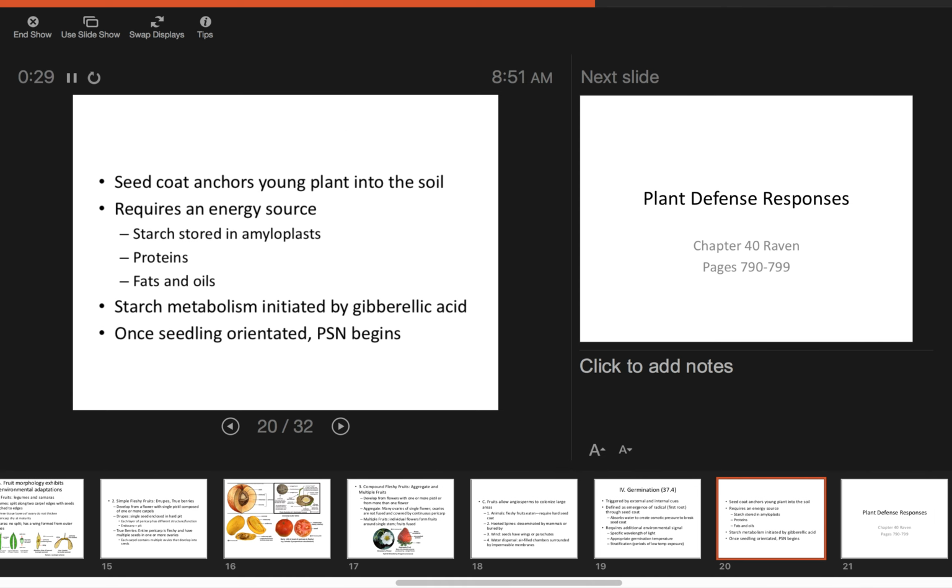So the seed coat helps anchor it in the soil. It does require some energy source, like starch, which is usually stored in the amyloplasts. It's got proteins, fats, and oils. Once the seedling is oriented, the leaves emerge from the soil, photosynthesis begins, and now it's generating its own food.